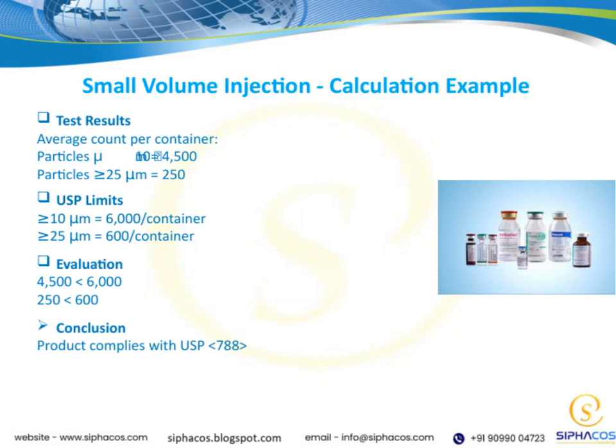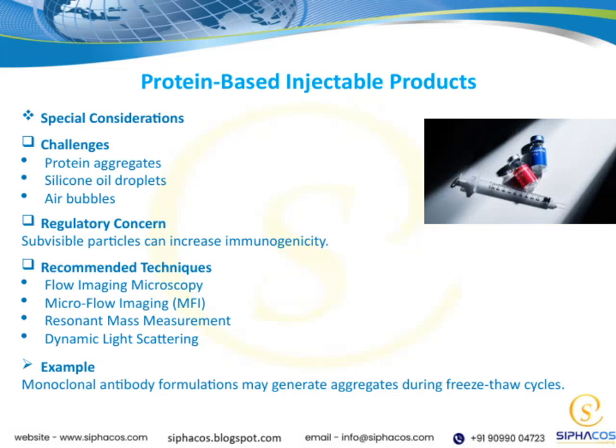Let's walk through a calculation example for small volume injections. We've got test results showing an average of 4,500 particles per container that are 10 microns or larger, and 250 particles per container that are 25 microns or larger. The USP limits allow up to 6,000 and 600 particles respectively. Since both our counts are below these limits, we can confidently say the product complies with USP Chapter 788. It's a clear pass.